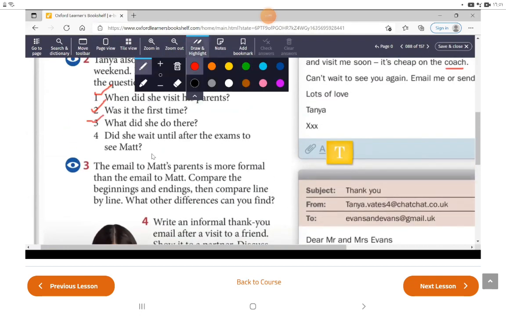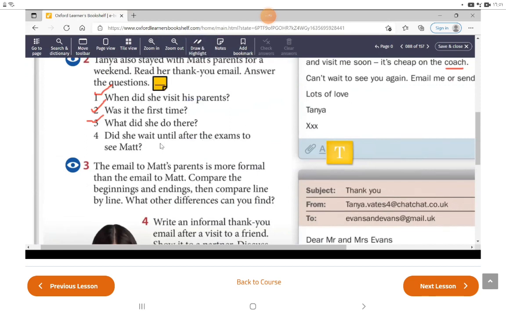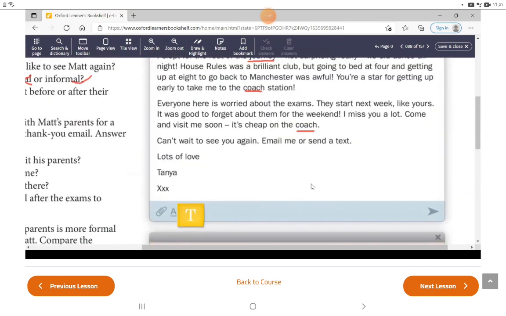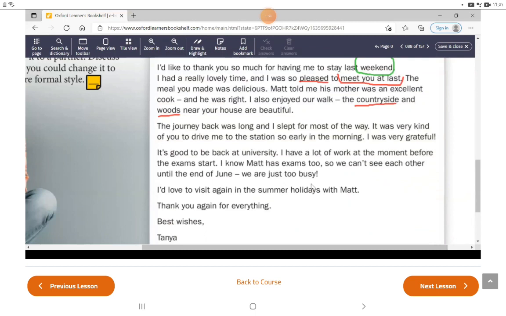Number 4. Did she wait until after the exams to see Met? Can I answer, teacher? Yes, please. Yes, she wait. Are you sure? We actually have the answer here as well. When did she see Met? Before the exam. No, she didn't wait. Yeah, exactly. She did not wait, and she visited him before his exams.